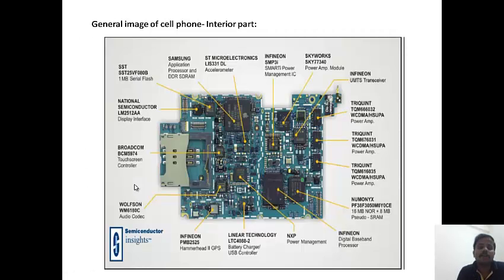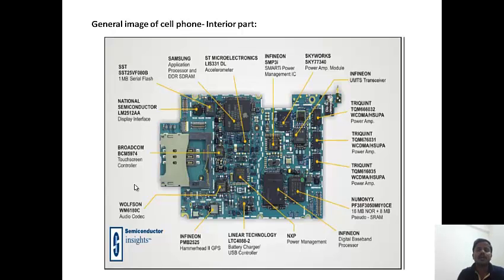So this is a general image of a cell phone interior part. One example is given here, where a lot of things are shown. Semiconductors are used; Broadcom, Infineon, lots of companies are also given for how we can use these things. Microelectronics, power amplifiers, receivers, accelerometers, a small part accelerometer is shown on the screen. Also the display interface where it is attached, the touch screen controller is available here, the audio codec is available here.